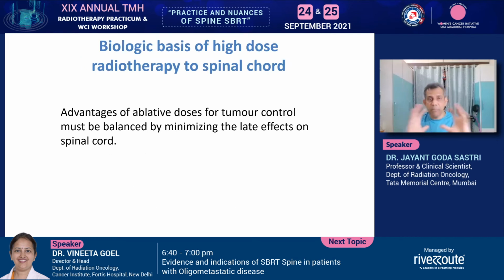So that is the biology of the tumor when we are giving high doses of radiation in the SABR range. But I've also spoken before that when we are giving high doses of radiation to these spine mets, they have an adjacent critical structure, which is called the spinal cord. Therefore, the advantages of any ablative doses for tumor control in spinal mets must be balanced by minimizing the late effects on the spinal cord.